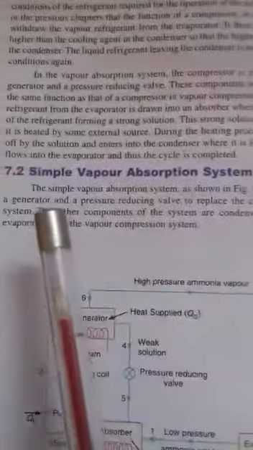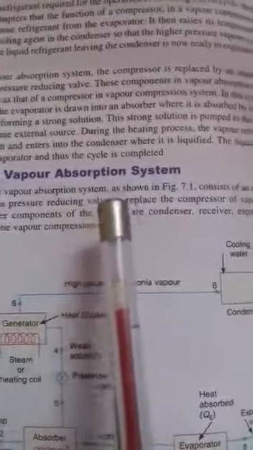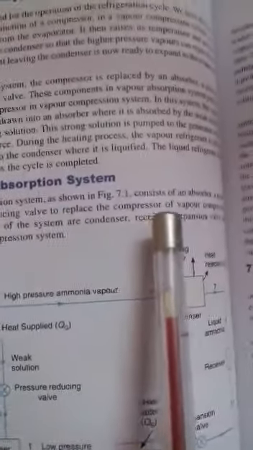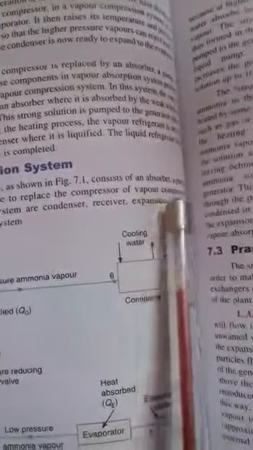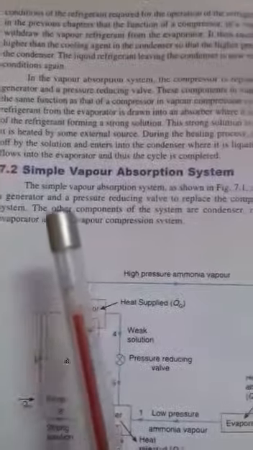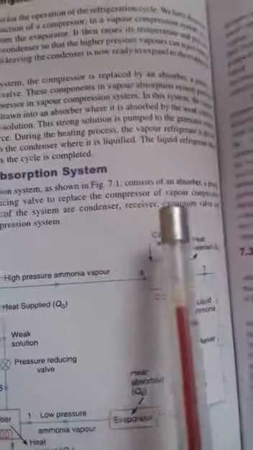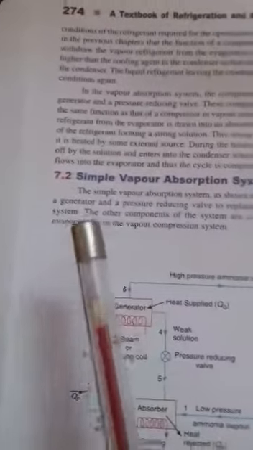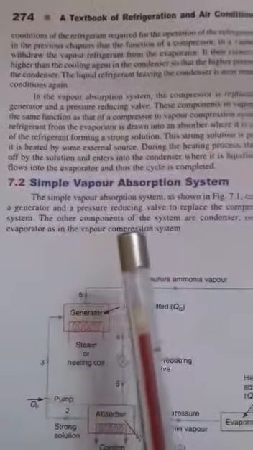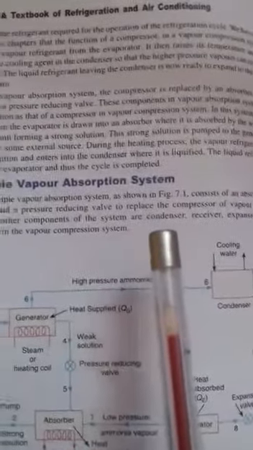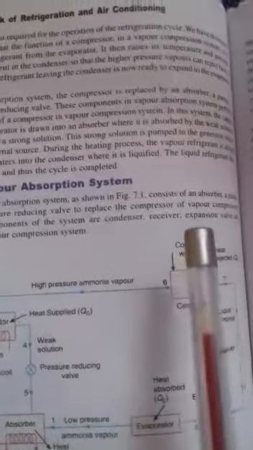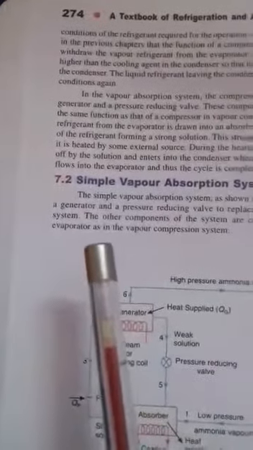The simple vapor absorption system. A simple vapor absorption system, figure is given below, consists of an absorber, a pump, a generator, and a pressure reducing valve to replace the compressor of the vapor compression system. The other components, the condenser, receiver, expansion valve, and evaporator, are as in the vapor compression cycle.